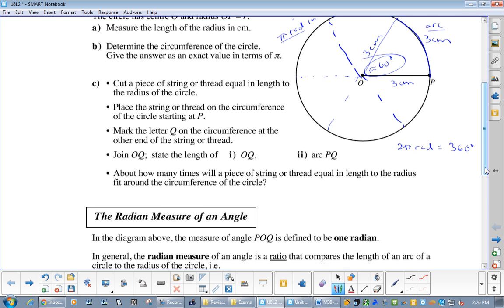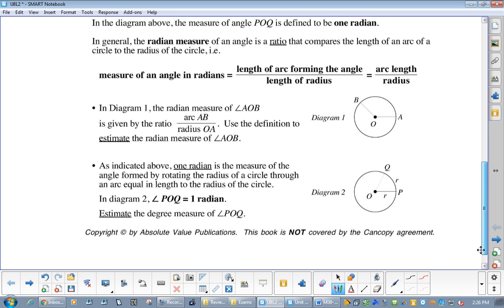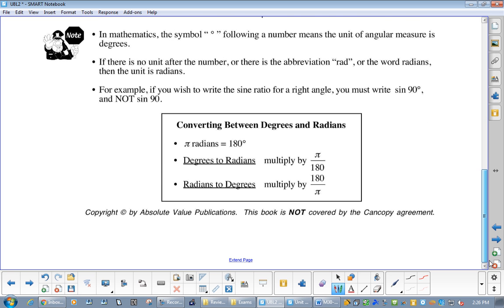So I've talked about all this just in the diagram. Let's go down to the bottom here, because today we're going to be dealing with both. In grade 12 you're weaning students off of degrees onto radians, but you still hang on to them a little bit.